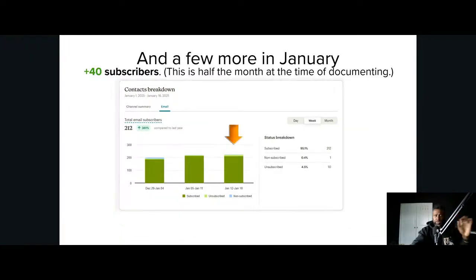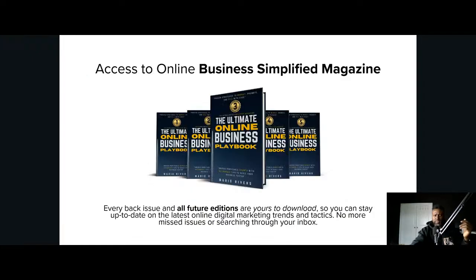And then in January, I don't have all the updated numbers at the time that I made this slide. It was about 40 more subscribers that I added in January. And again, at the time of this documentation, I was only through half the month. So I'm sure when I go back and look at those analytics, it'll probably be a lot more. Right now, I think it's around like 300, this particular list. All right. Now, I'm going to break down my organic strategy that I did while all of this was going on, right? I'm sending people to the lead magnet.